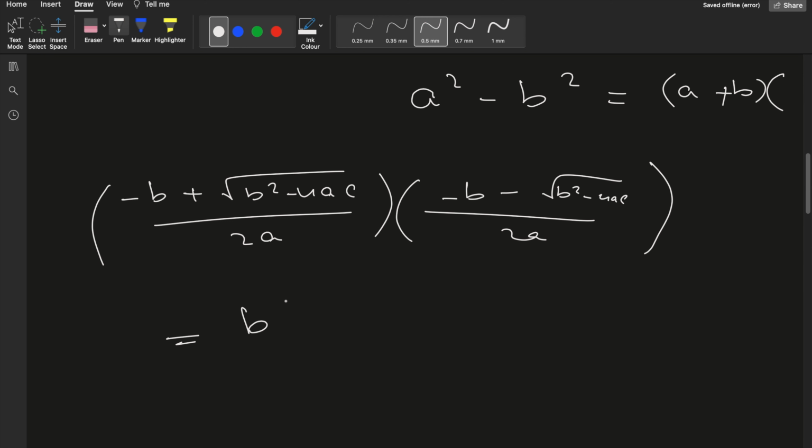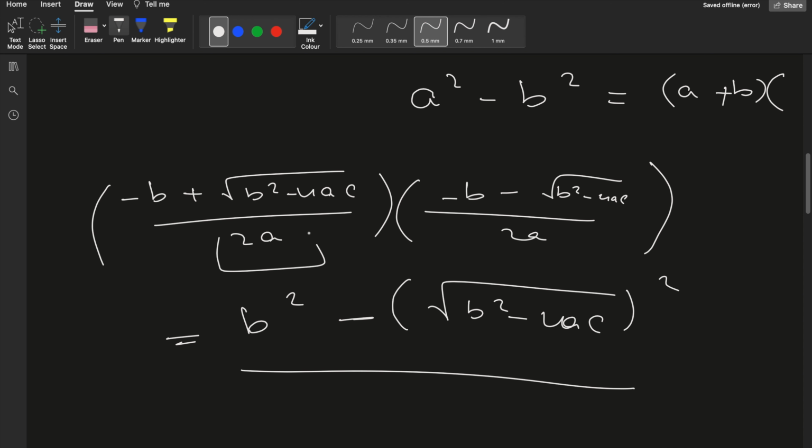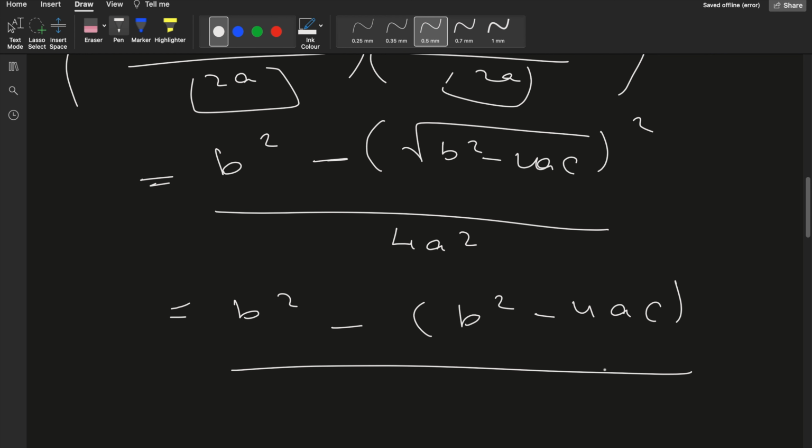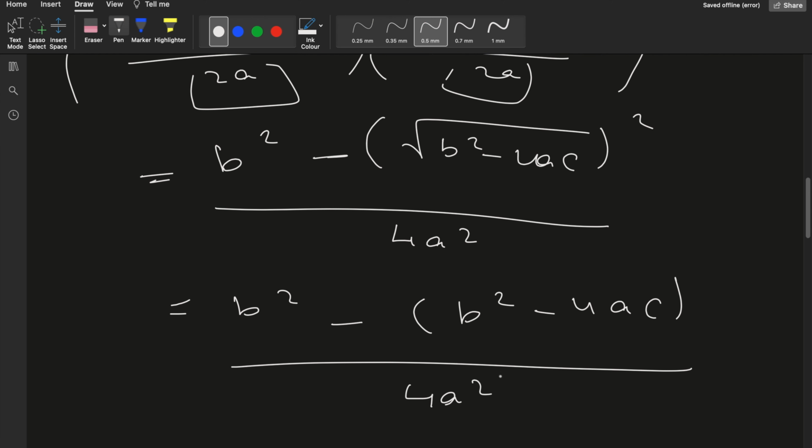So we could use that here. So this would be b squared minus (square root of b squared minus 4ac) whole squared. And now we could just multiply these two normally. That would be 4a squared. And now that would be b squared minus (b squared minus 4ac) divided by 4a squared.